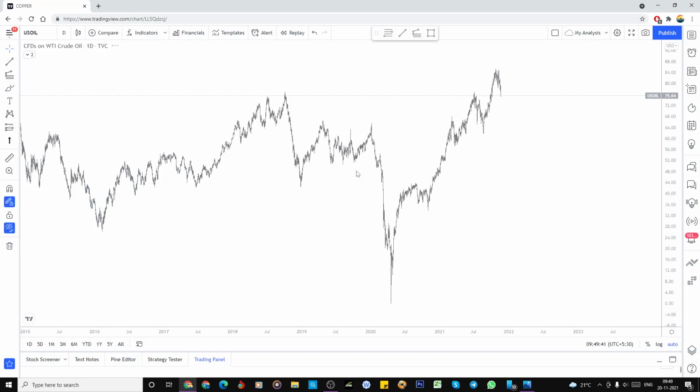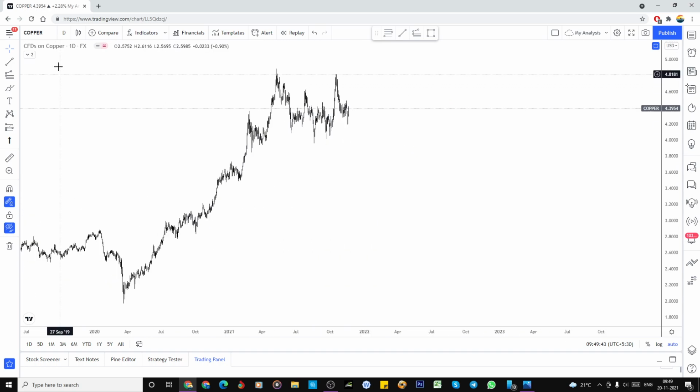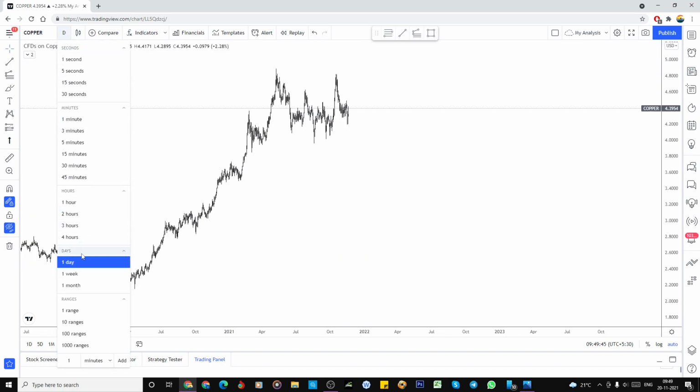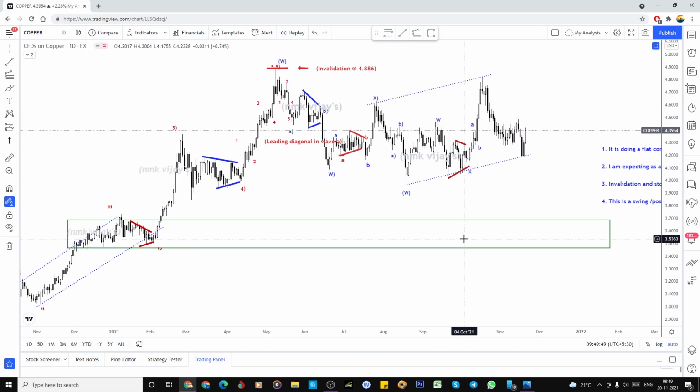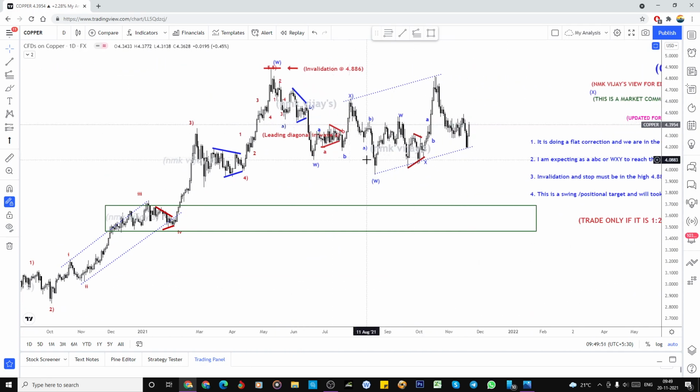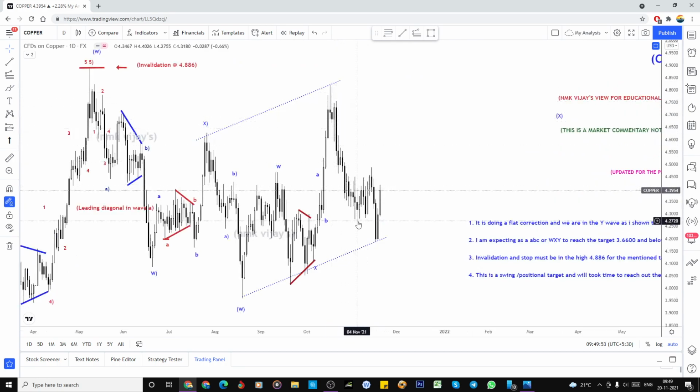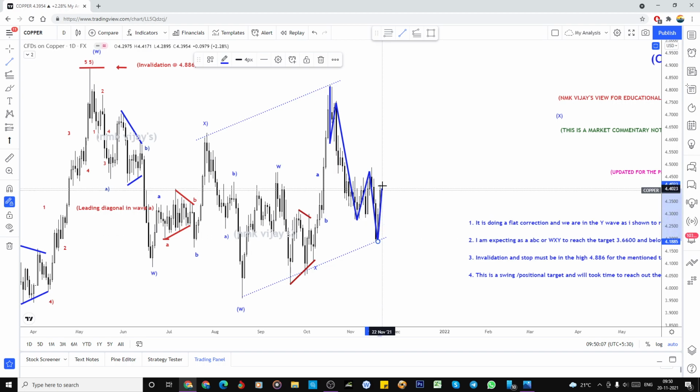So copper, I'll just unhide. What I expected here was the downtrend, and it is there. Now it is looking like after 1 2, 1 2 3 4 5, this is looking like a 5-wave structure got completed here. So now this is the A, and after that the B and C.